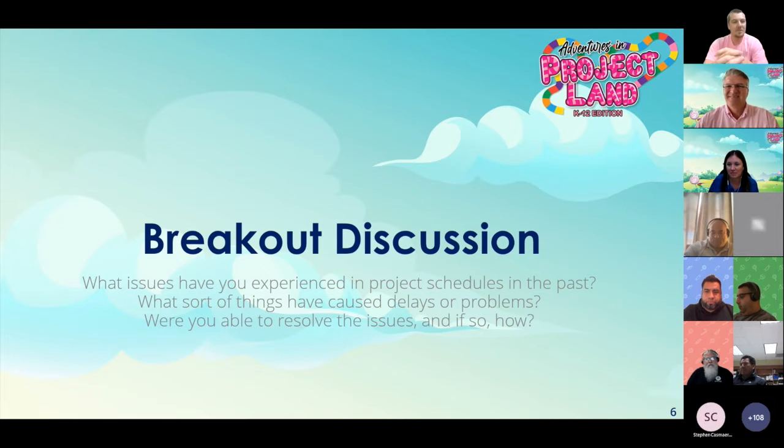But we're going to see you guys into a breakout discussion for about 10 minutes. And we just want you to talk about these 3 items, which is what issues have you experienced in project schedules in the past? What sort of things have caused delays or problems? And were you able to resolve the issues? And if so, how? Really just so we can all gain from each other's collective experience of just what things have derailed your projects and things you forgot to think about, things like that.